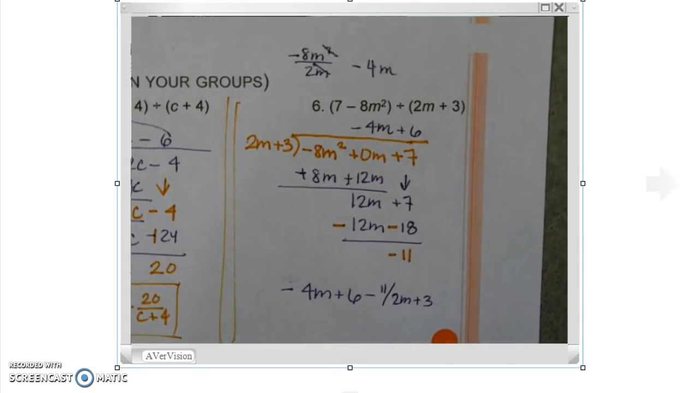Alright, so finishing up there, after I got that negative 4m, multiplied, and then subtracted, and continued on, I got negative 4m plus 6 minus 11 over 2m plus 3. Take a moment. If you need to, go ahead and press pause and compare your work with my work and make sure everything matches up.